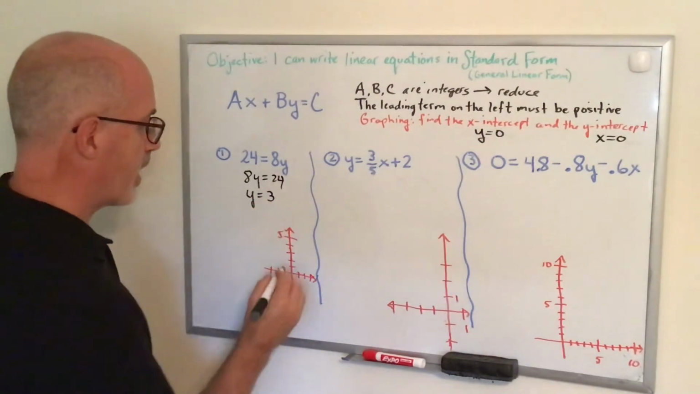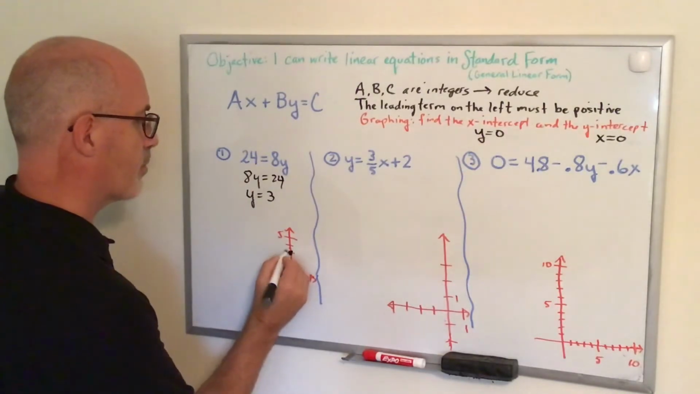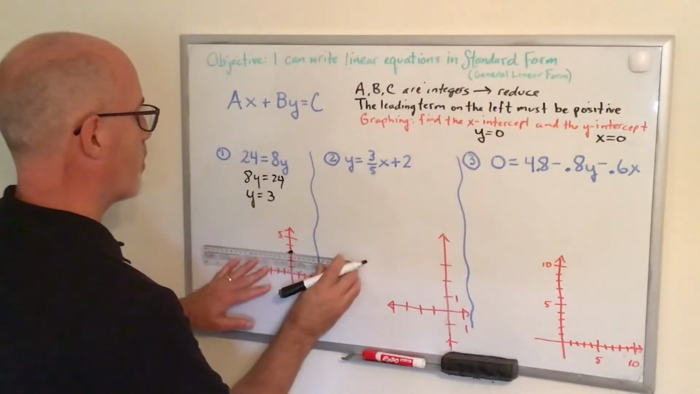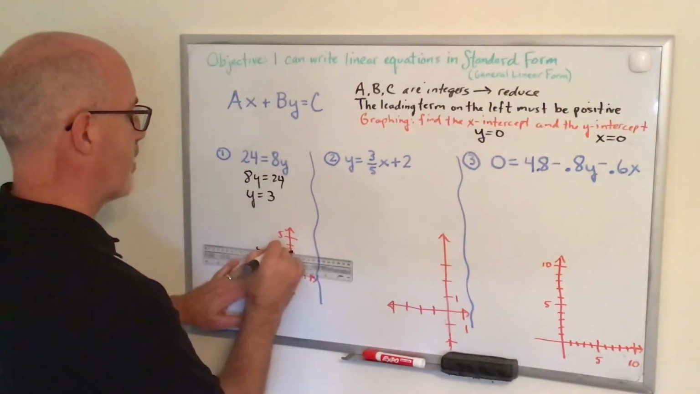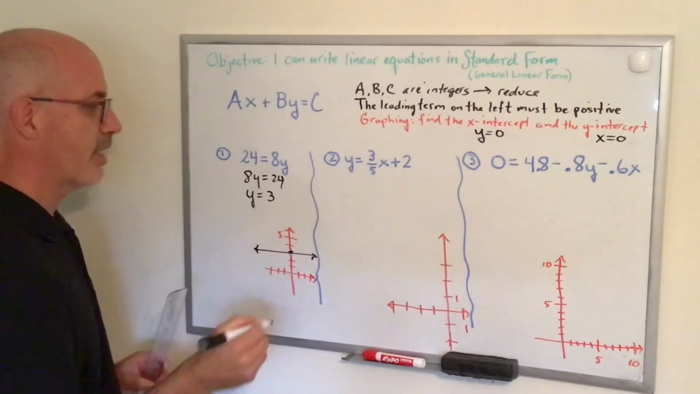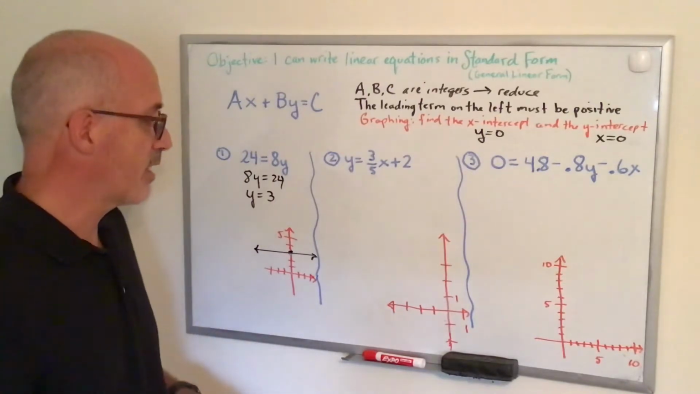When I graph y equals 3, notice that that is the y-intercept. So I put 3 on the y-axis, and then I just draw a horizontal line there at y equals 3. Every x value there, as it changes, produces a y value of 3 on that line.